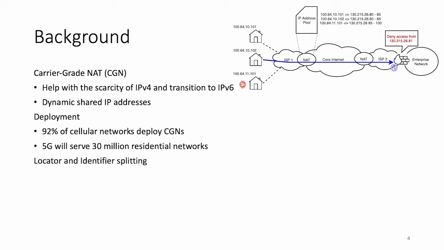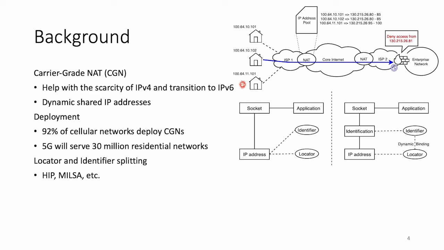There are researchers trying to split the locator and identifier functionalities from IP addresses. So there are some works like HEAP and Muse. However, all of those methods require modifying the intermediate network infrastructure, so they come with deployability issues.